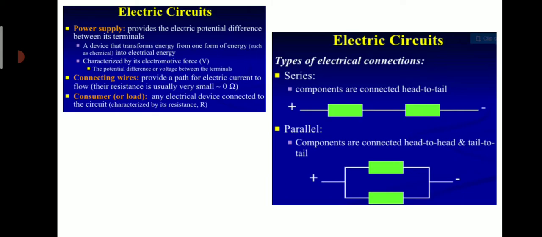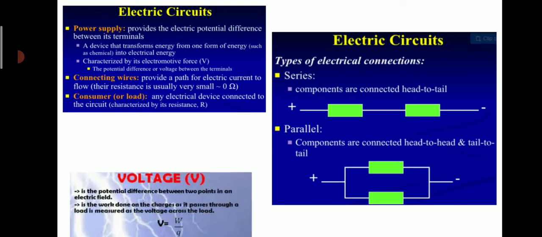So, these are the types of electrical connections, series circuit and parallel circuit. We have seen, or you have studied, this in first year also. There are two types of electrical circuits, electric circuit in series and electric circuit in parallel.